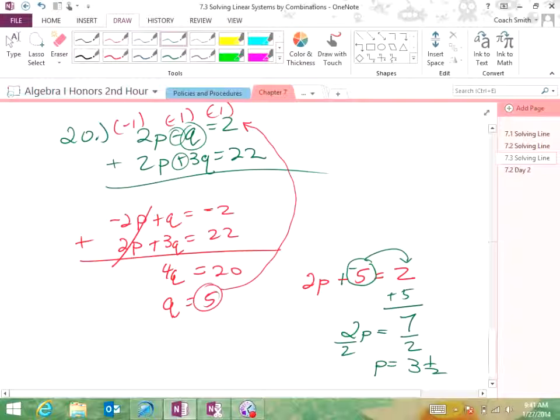So once again, for those of us that have trouble with our alphabet, 3 1/2 and 5.